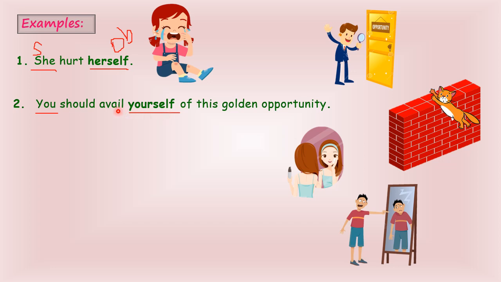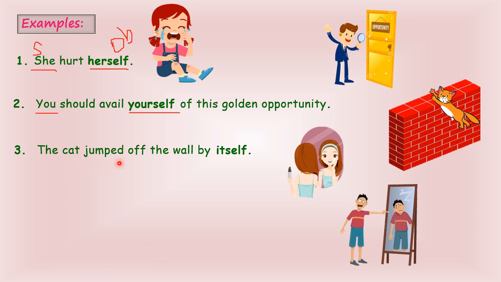Now, see the third one. You should avail whom? No. You should avail what? Golden opportunity. You are getting the answer for what. So this is a reflexive pronoun, children. Now, see the third example.